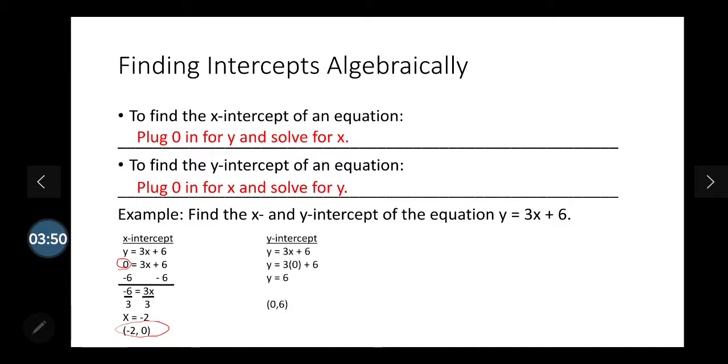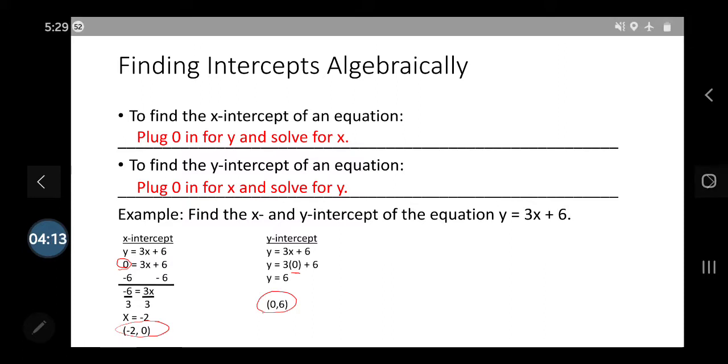So if I wanted to find the y-intercept, I'm going to plug in 0 for x, which is what I've done here. Well, 3 times 0, 0. 0 plus 6 is 6. So y equals 6. So that is my y-intercept. When x is 0, y is 6. For my x-intercept, when y is 0, x is negative 2.